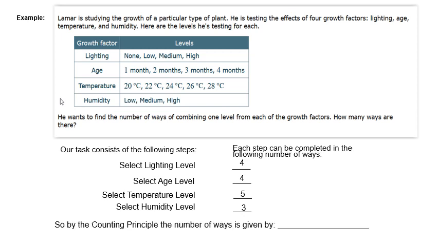So by the counting principle, the number of ways is given by the product. 4 times 4 times 5 times 3 is equal to 240.